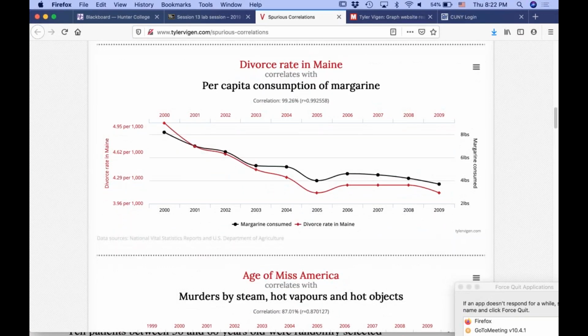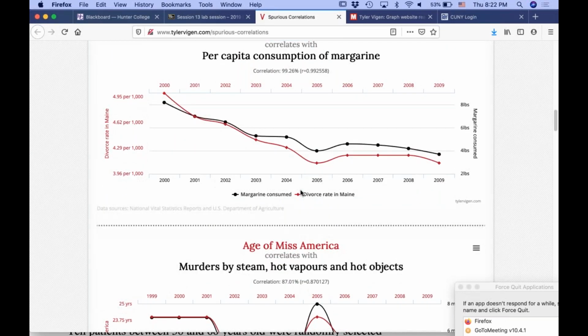Now we know they're spurious. There's really nothing associated, it just happens by chance that they're associated, but it's a real correlation. The fact that they seem to track each other is real.